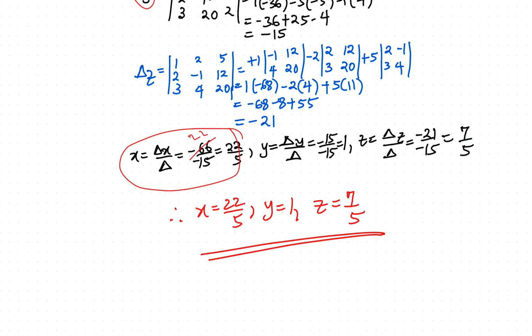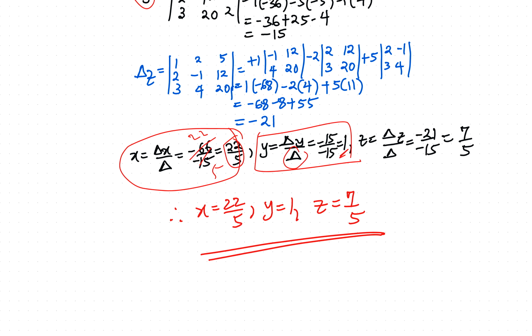Then the next one is y. So y is delta y over delta. Of course, delta y is minus 15. And the original delta is also minus 15. Minus 15 divided by minus 15, that's 1. So that's the answer there.